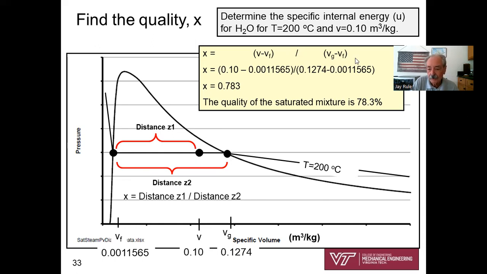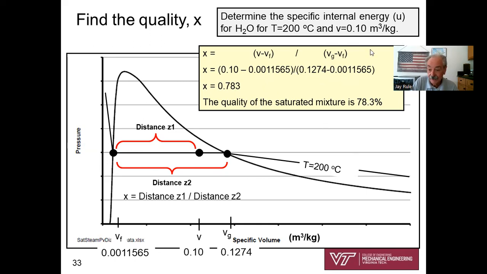So you don't even have to go to the textbook to write down the formula. It's my hope that you can see with your eyes that here's the numerics of finding the quality. 0.1 minus that tiny number, 0.0011565, divided by the quantity, 0.1274, minus that tiny number, 0.0011565. Okay, so without even looking at the formula, you should be able to get the numerics done to find that the quality of the saturated mixture of our little problem is 78.3%.